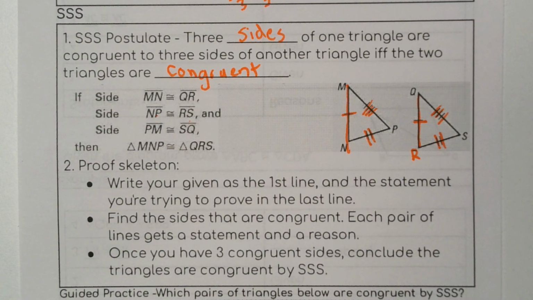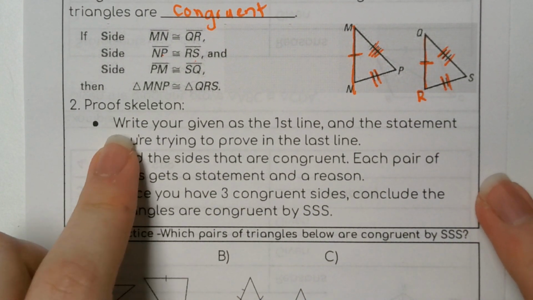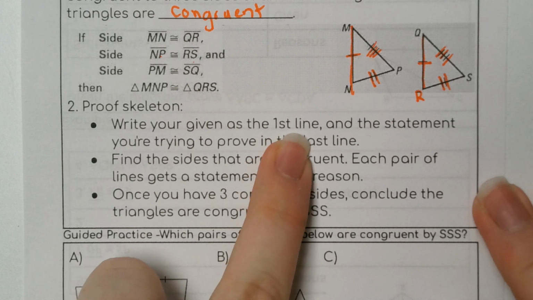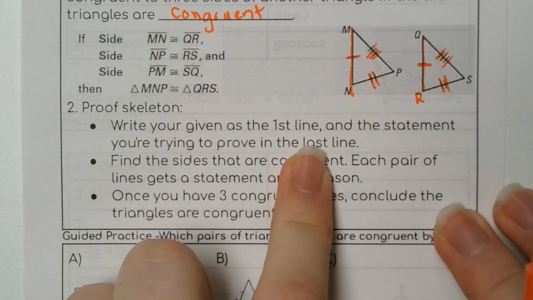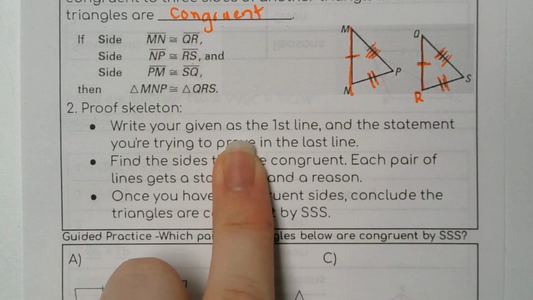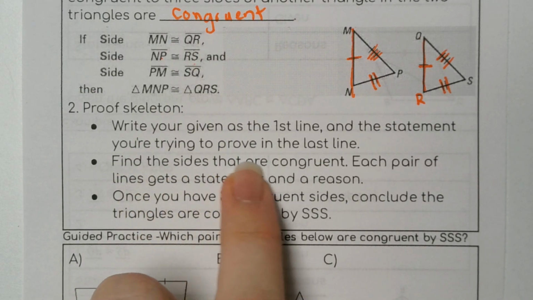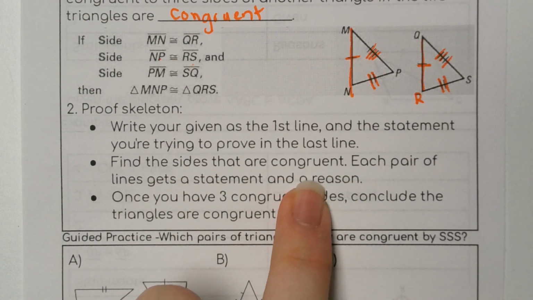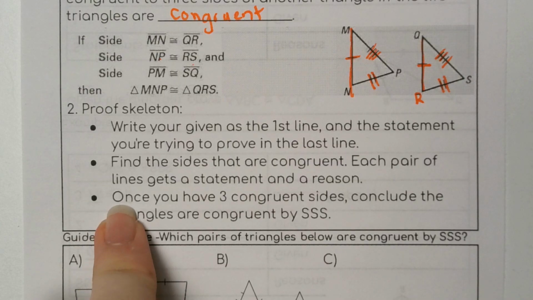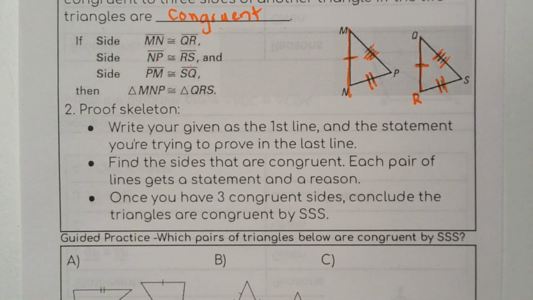So we are going to do proofs with these. So our proof skeleton, this is just our outline. You write your given on the first line just like normal, and then the statement you're trying to prove on the last line. That we already know from before. Then we have to find the sides that are congruent. We have to have all three sides that are congruent. Each pair line gets a statement and a reason. Then, once you have the three congruent sides, you conclude the triangles are congruent by SSS, because it's side, side, side.